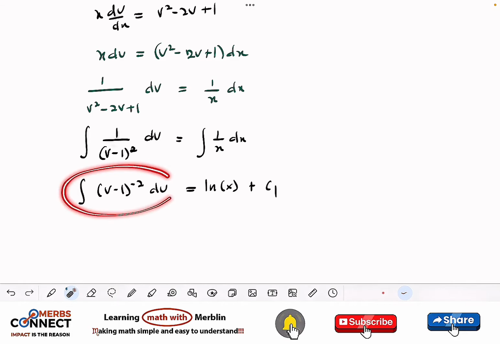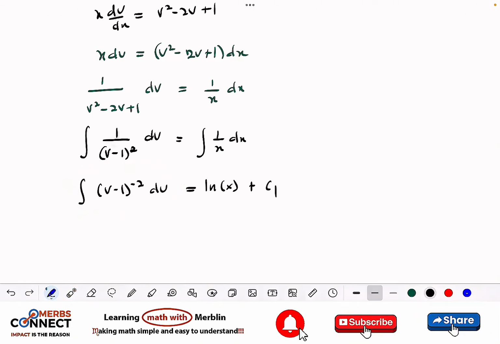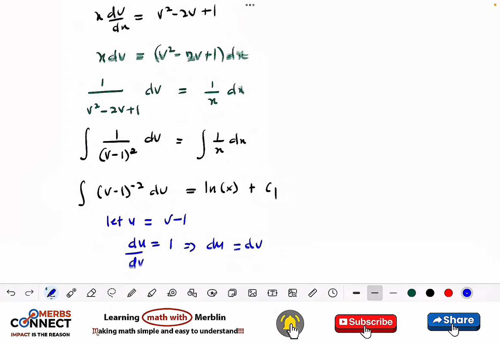So what is left is the left hand side for us to integrate. Let's use substitution. Let u be equal to v minus 1. It means that du is the same as dv, right? So I differentiate this. Okay, so let me just do it. So du over dv is equal to 1, and this implies that du is the same as dv, right?